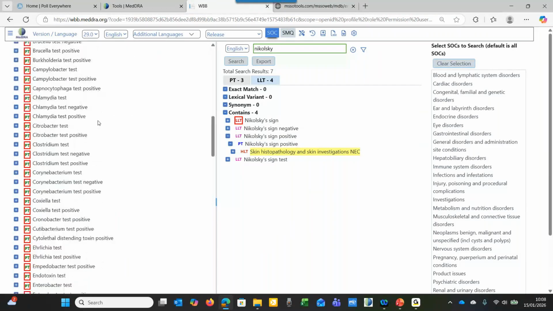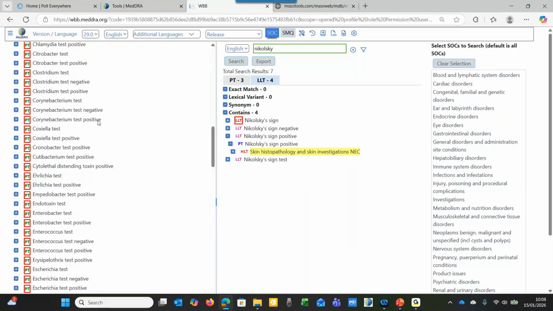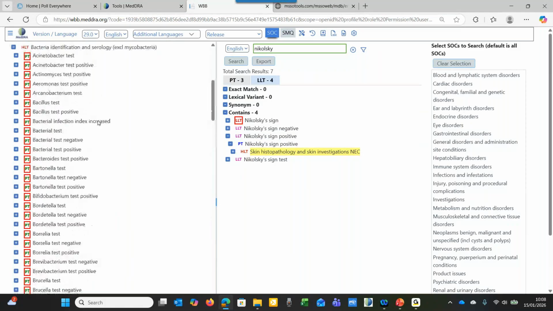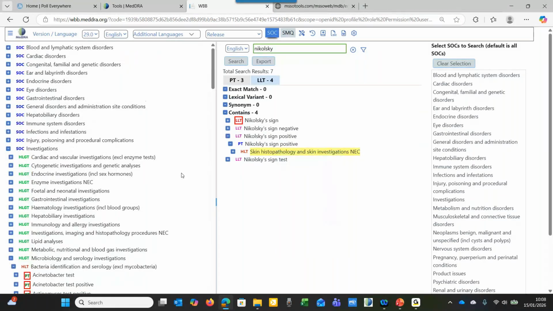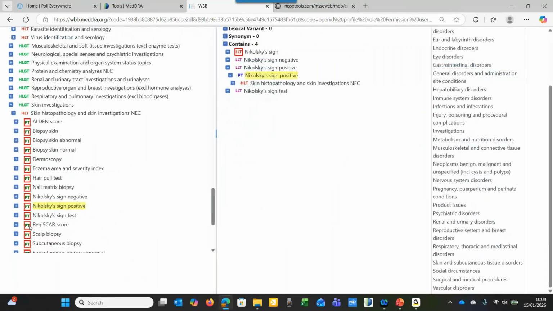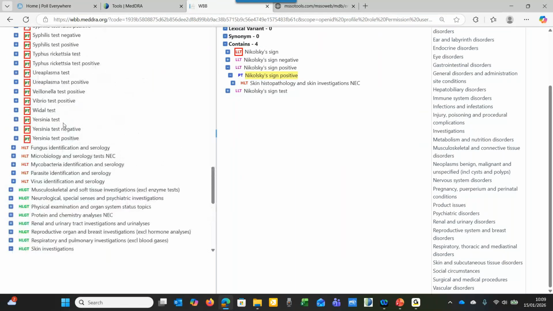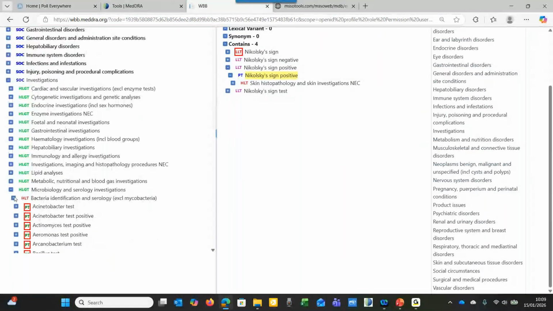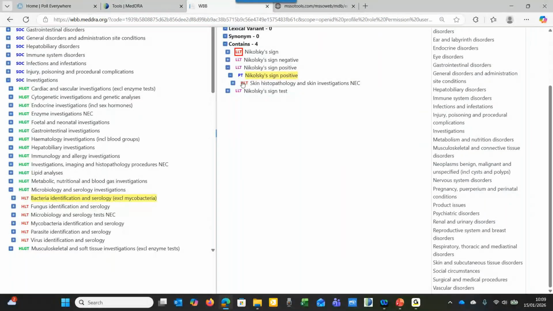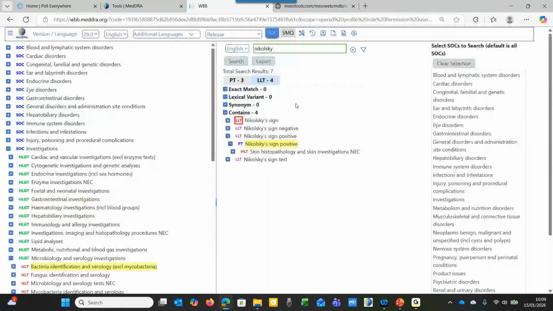So in case you're thinking, why am I coding a test result, at the moment I can't find it now. Skin hair. Come on, what have I done wrong? There we go. Nikolsky sign positive is the PT, and that's all we have underneath it. It's skin histopathology and skin investigations within the investigations SOC. We were there before, that's why I got confused. And close that one. There it is. It's within investigations.